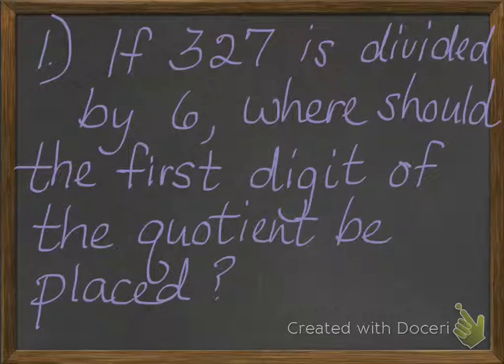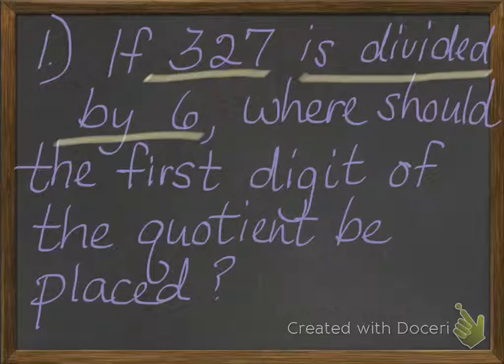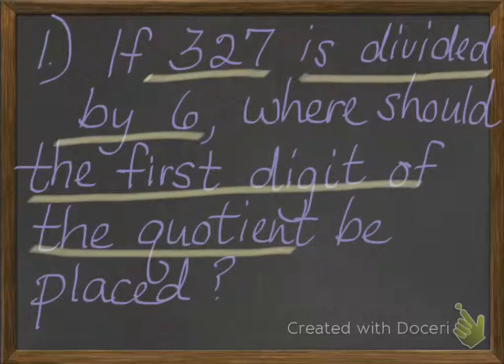If 327 is divided by 6, where should the first digit of the quotient be placed? So we've got some important numbers here. Our important numbers that we're going to want to highlight or remember are 327 is divided, and it's being divided by 6. Where should the first digit of the quotient be? That's what we're asking. It's not asking you to solve the problem. It's asking you to tell where the first digit of the quotient will be placed.